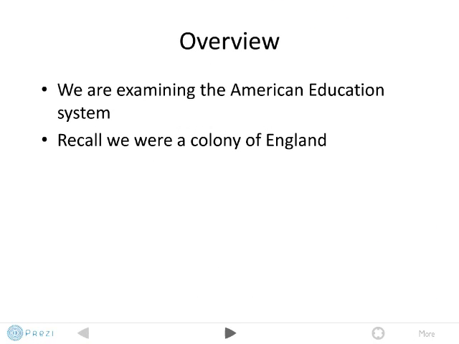The overview is we're going to be examining the American education system. And of course, recall that we were a colony of England. If you'll think back to your history classes, America was first settled many years ago when people crossed the land bridge, we believe, that connected Asia and modern-day Alaska. And then from there, the Native Americans came across and settled modern-day America.